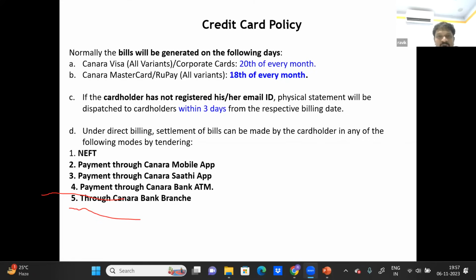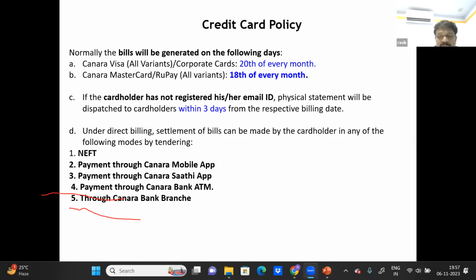If the card holder has not registered his email, the physical statement is dispatched within 3 days from the respective billing date. Now, credit cards, physically, they are not sending the bills. If you have an email, they will send it to email only. If email is not there, then the physical statement they will dispatch within 3 days from billing, immediately.